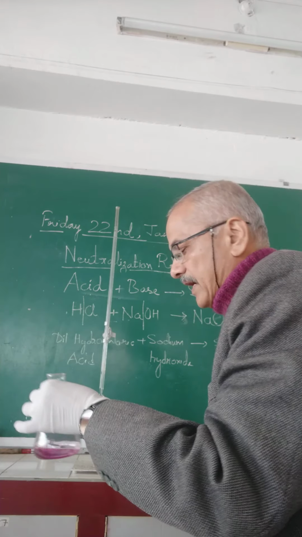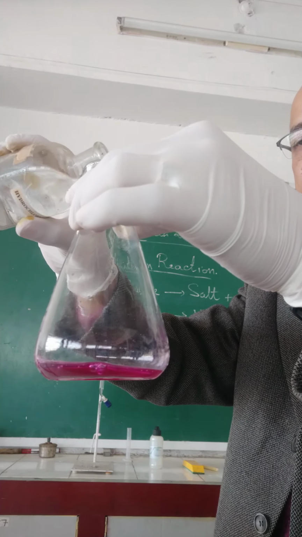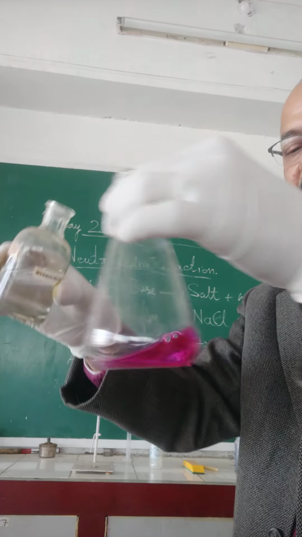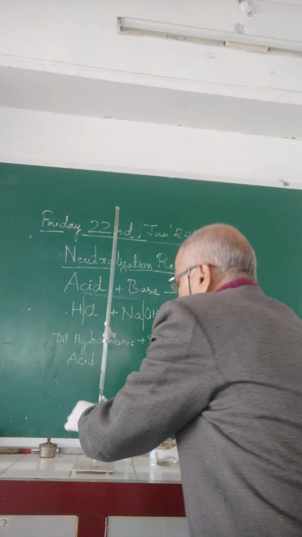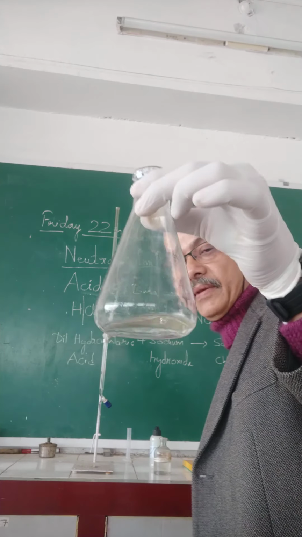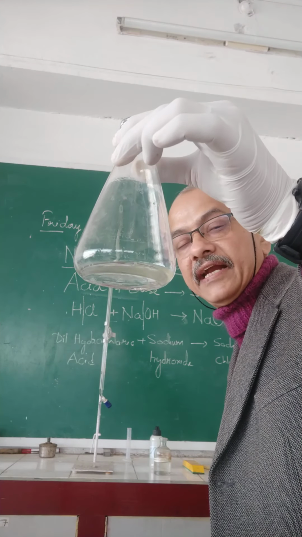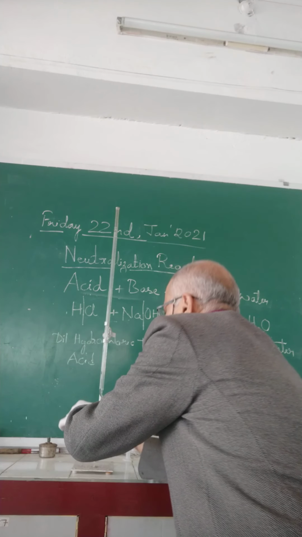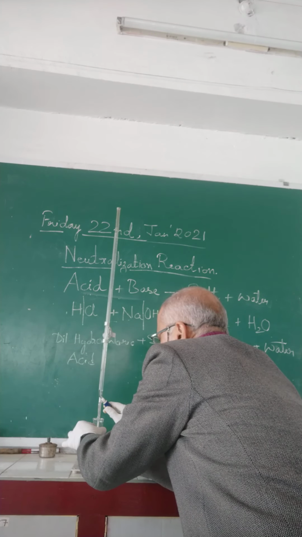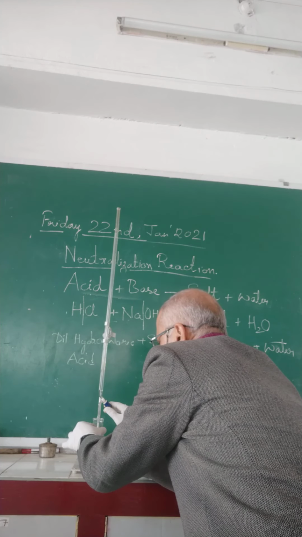See, again I want to show it to you. This has more of the base. It means if I add a few drops of the acid, again the color will disappear and then I can neutralize it again. If the color does not remain, it means it has hydrochloric acid. So I am neutralizing it with this, sodium hydroxide.